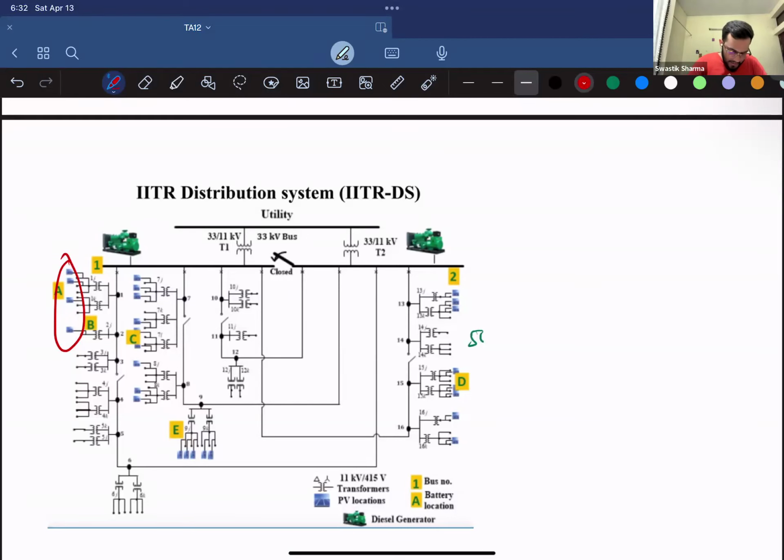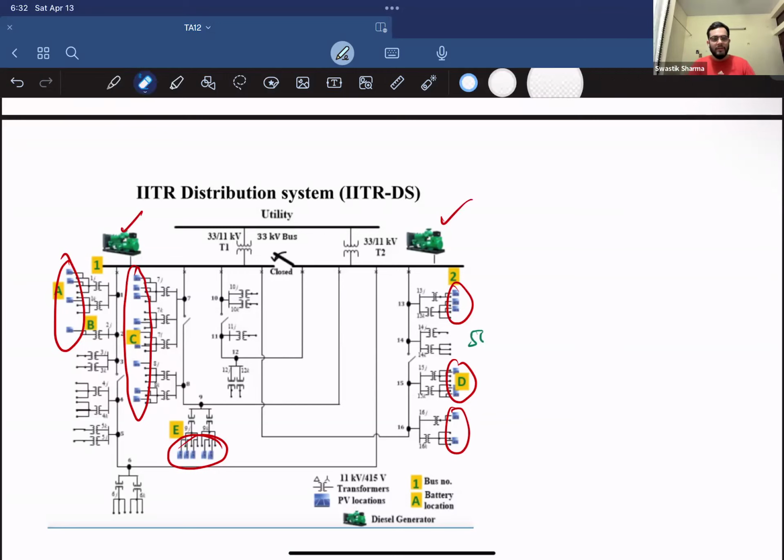There also, in the IIT Roorkee campus, all of these hostels and apartments or buildings have a lot of PVs, as you can see. And these A, B, C, D, and E are your BESS or battery locations, and they have two diesel generators as well. These diesel generators are used when this IIT Roorkee distribution system, which is also a microgrid now because it has generation available, is islanded, so that the bus here, the point of common coupling, can have this 11 kilowatt of energy ready.